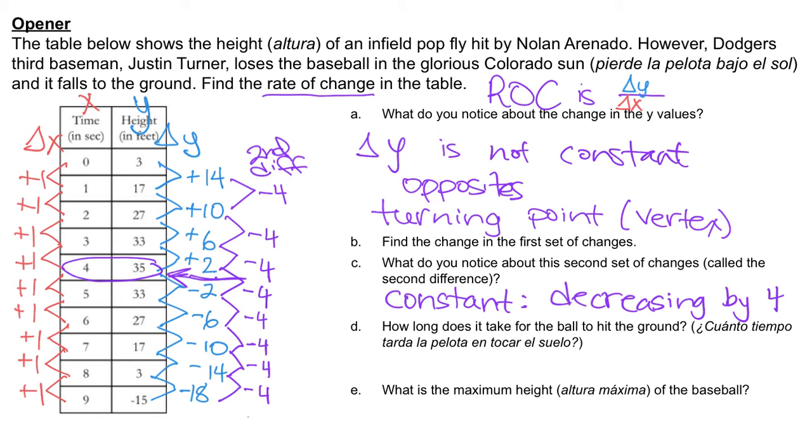Now it says, how long does it take for the ball to hit the ground? So how long is time? So we are looking at the X value. So when does it hit the ground? What does it mean to hit the ground in terms of the height of the ball? That means that our height is going to be 0 feet from the ground. We don't see 0 feet, but we see that 0 would come somewhere between 3 and negative 15. So shortly after 8 seconds is when the ball is going to hit the ground.